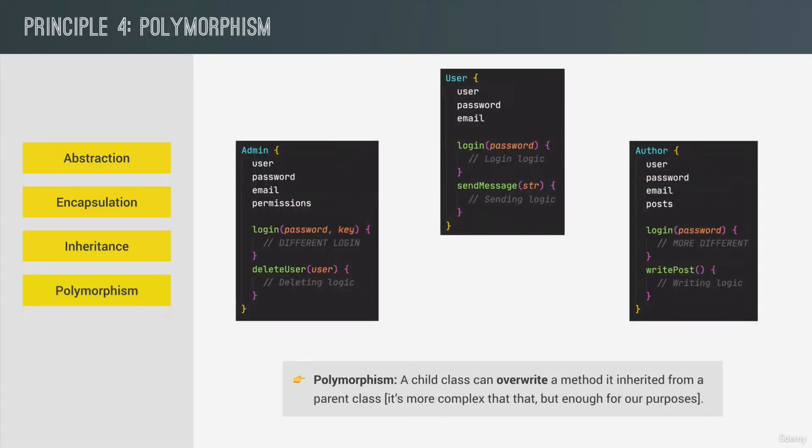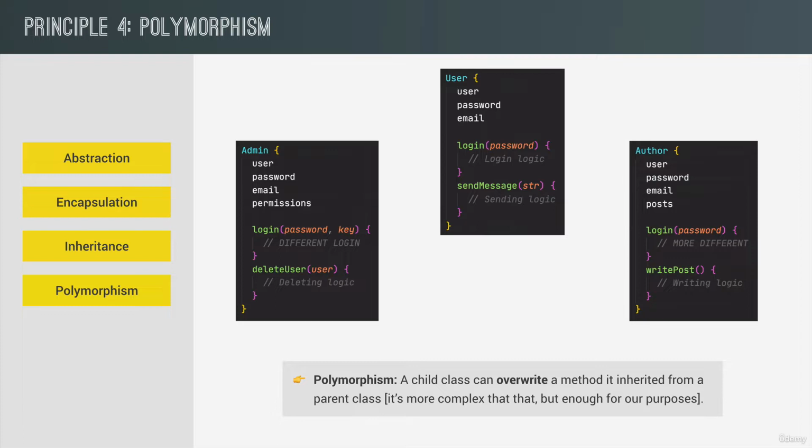Okay, and finally, the last principle is polymorphism. And polymorphism sounds a bit weird, which is because it comes from Greek, where it literally means many shapes. Now, in the context of OOP, in simple terms, polymorphism means that a child class can override a method that it inherited from a parent class.